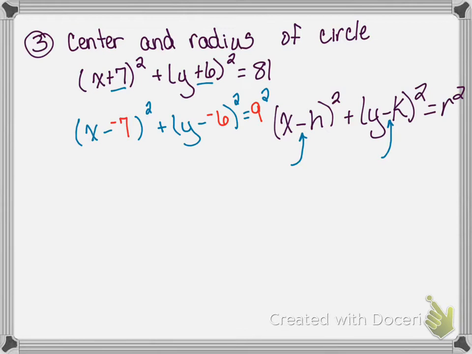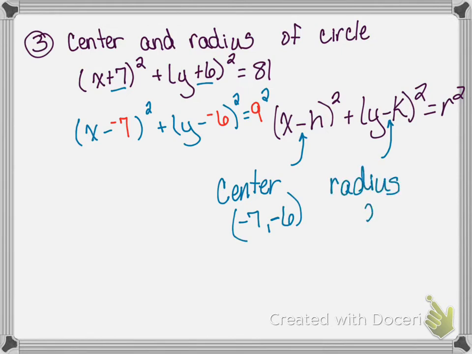So the center of my circle is going to be (-7, -6), and the radius of my circle is positive 9. Okay, so when you're doing this one, you're taking the square root of whatever number's right here, and you are doing the opposite of what you see in your parentheses. You're doing the opposite there.